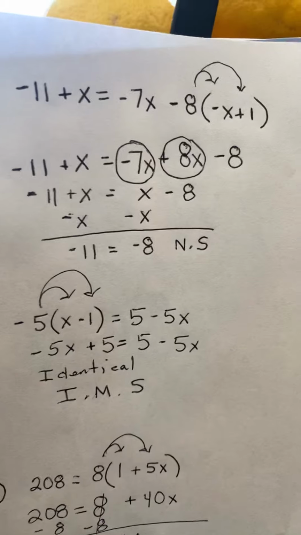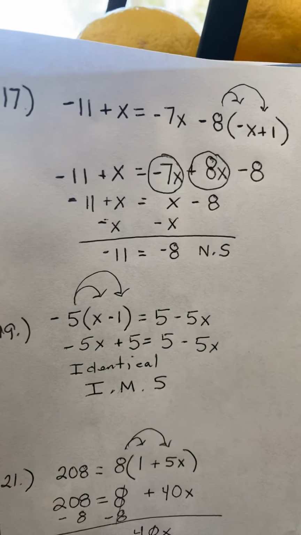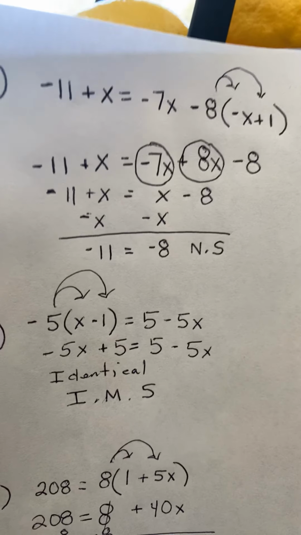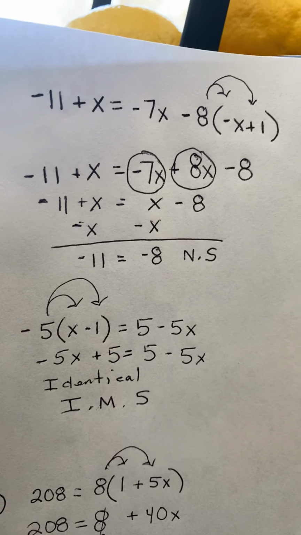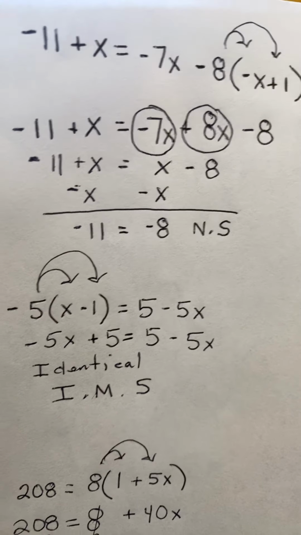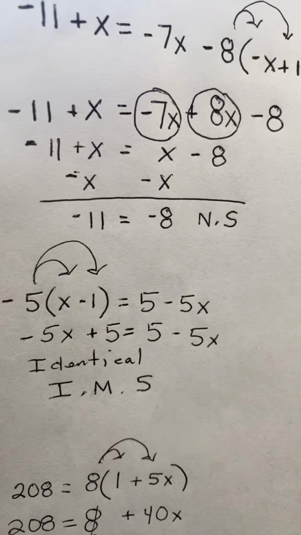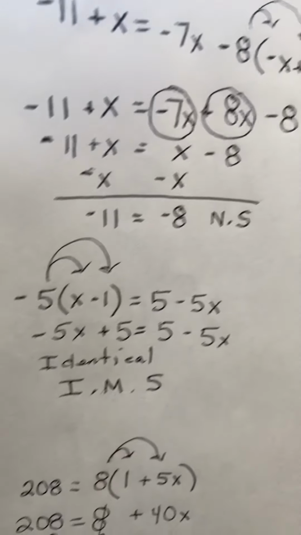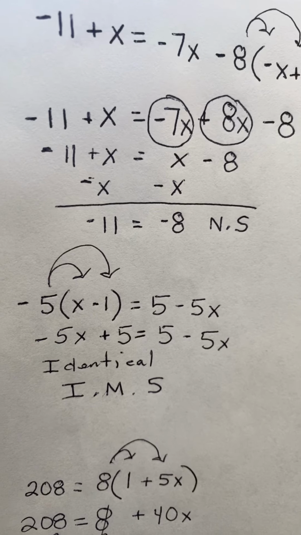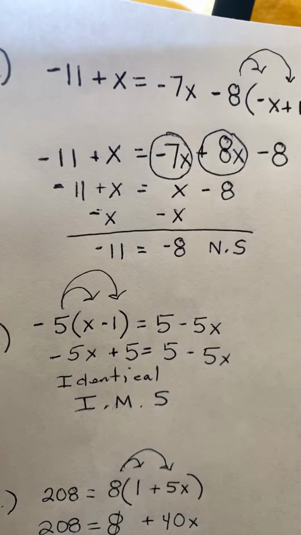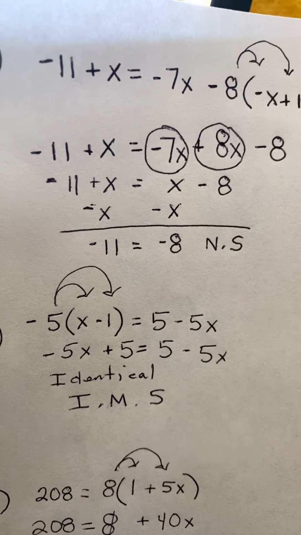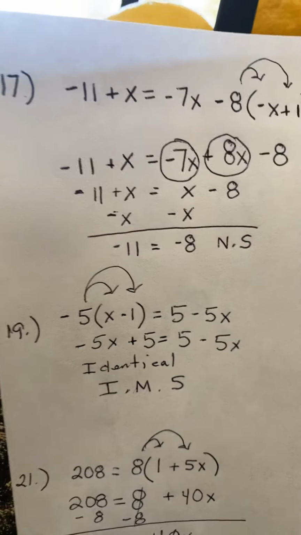Okay, the first thing we see is parentheses. So what do we have to do? We have to distribute. -8 times -x gives us a positive 8x. -8 times a positive 1 gives you the -8. Next step there, you see the circles, because now I have to find the teammates. -7x plus 8x gives me a positive 1x. And I'm left with -11 plus x equals x minus 8. I realize I have two positive x's here. If I subtract one of the x's, I'm left with -11 equals -8, which is not true, which means this equation has no solutions.